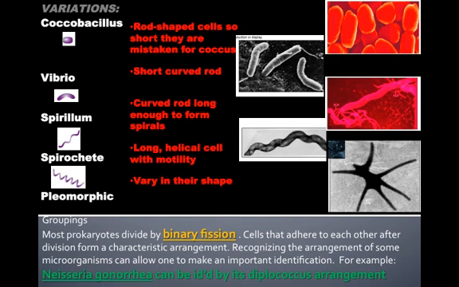Recognizing the arrangement of some microorganisms can also allow one to make an important identification. For example, Neisseria gonorrhea, the bacteria that causes gonorrhea, can be identified by its diplococcus arrangement. So I want you to predict here. What shape am I going to be looking for in gonorrhea? Hopefully you said spherical. And what arrangement? What do you think diplo means, even though we haven't looked at it? Hopefully you said in pairs.